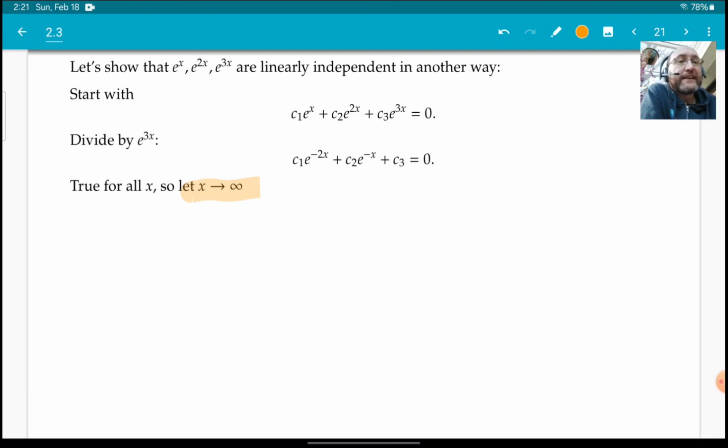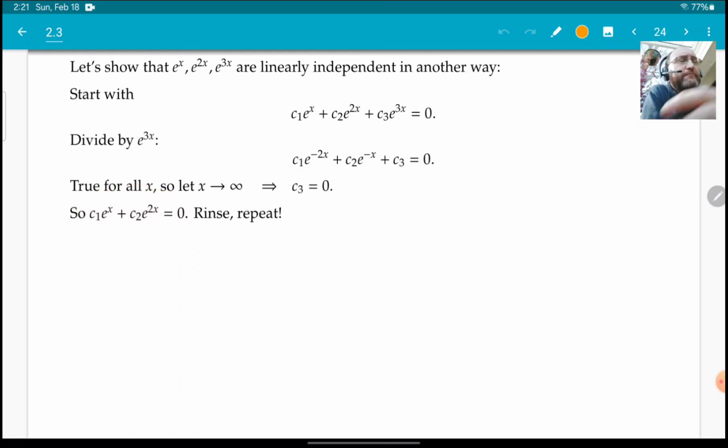So if I let x go to infinity, then this will go to 0 and this will go to 0. And I'm going to be left with C3 equals 0, right? So C3 has to be 0, right? For this to be true for all x means C3 has to be 0. So what I'm left with is, well, C3 is 0, so I'm left with this equation.